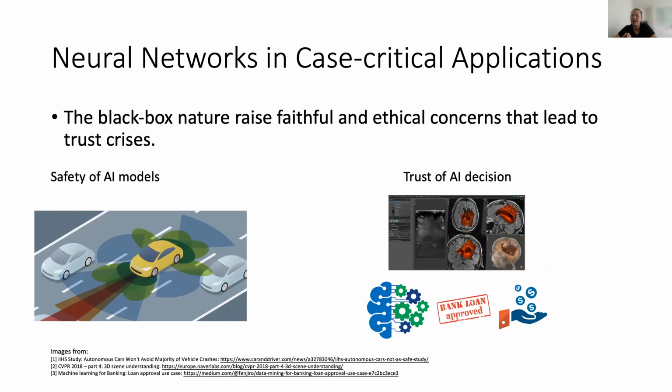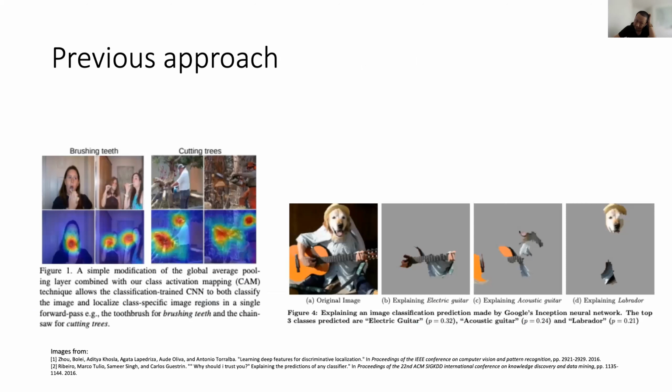However, the black box nature of deep learning models limits their use in mission-critical applications, raising faithfulness and ethical concerns that lead to trust crises. Researchers and practitioners have adopted several approaches, including first, using approximate models for explanation, and second, linear local explanation for complex global models, such as LIME.